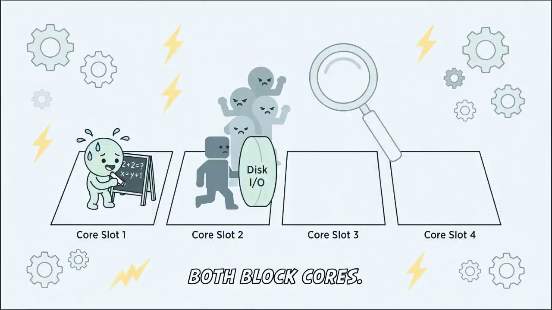Both kinds count because both kinds cost you a core. A CPU-bound process is burning cycles, so that core cannot do anything else. A D-state process is also holding a core hostage. The kernel cannot schedule anything else onto that slot until the disk call returns. Load measures demand for cores, not just CPU usage.